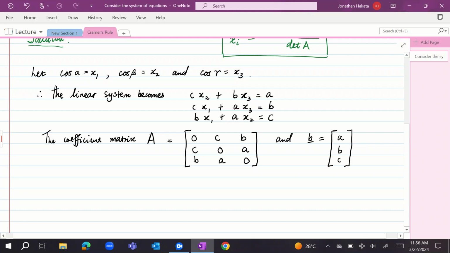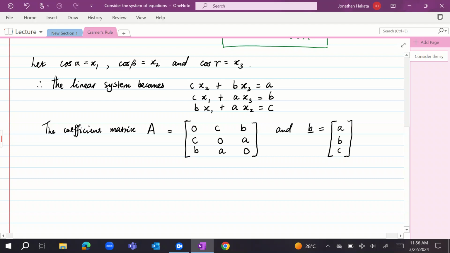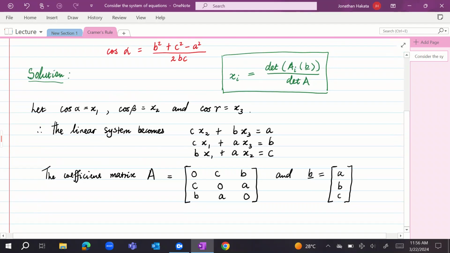So now, you remember, guys, from the formula that I placed up here in green, the question asks me to find cos alpha, and cos alpha is equal to x1.